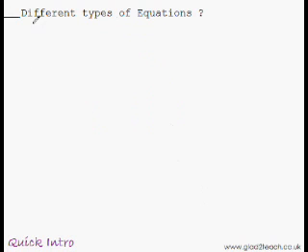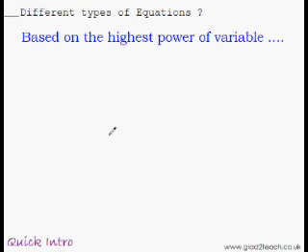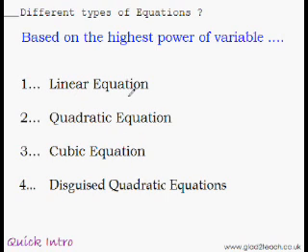So can you tell me what are the different types of equations? Like if you are trying to classify them on the basis of the highest power of variable, then it can be a linear equation. Let me give you an example. This is the same equation we solved few moments back, and here you can see that the highest power of x is 1. So any equation which has the highest power of variable as 1 will be called the linear equation.